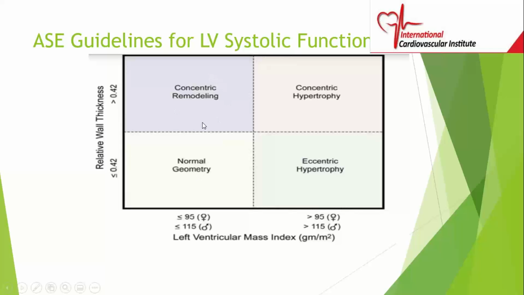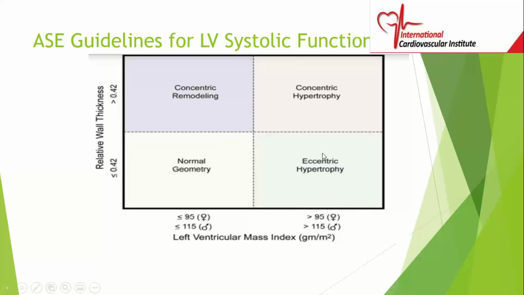For patients with concentric remodeling, their mass index is also less than or equal to 95 for female, and less than or equal to 115 for male, but the relative wall thickness is greater than 0.42. So that puts them into this category. We call this concentric remodeling.